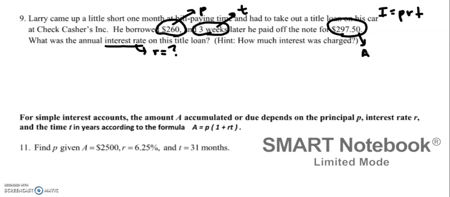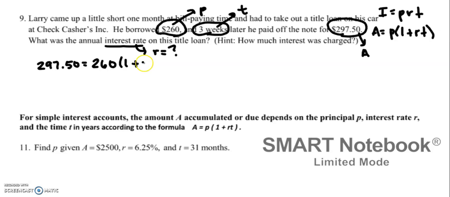And so since we have A, we're going to use this formula: A equals P times (1 plus RT). So let's just plug in the things that we already know. We know A is $297.50. That's the accumulated value at the end of the term. So I'm going to put $297.50 for A equals P, which we said is 260, times parentheses 1 plus R. R is going to stay R because that's what I'm looking for.